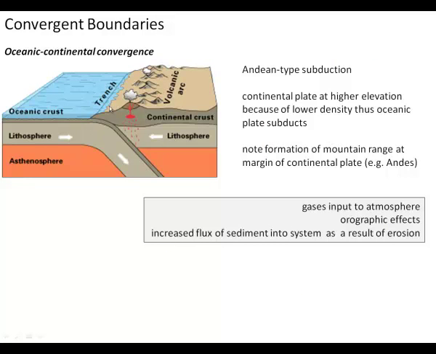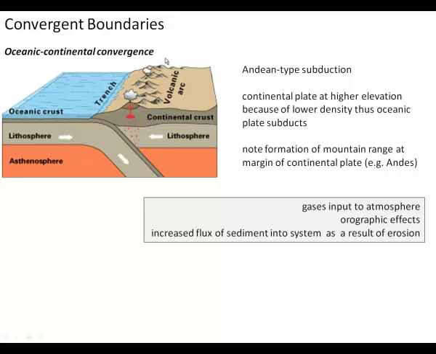Convergent boundaries are of various different types. An oceanic-continental convergence is where the oceanic lithosphere is subducted under the continental lithosphere. You can see this is an Andean-type subduction, after the Andes Mountains in South America, and that's one of the examples we're going to look at later on.